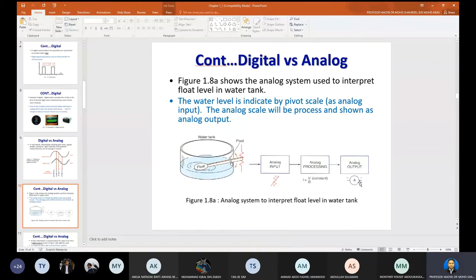Maybe you can use this to measure the current using a digital multimeter. That means we have another converter, one converter to convert from this analog output to digital. That's why I mentioned to you, we can use the ADC, analog to digital converter, which converts the analog output to digital output.